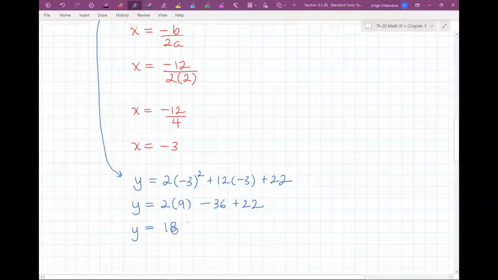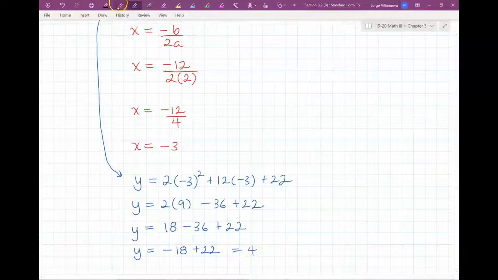That's 18 minus 36 plus 22. 18 minus 36 is negative 18, plus 22. And negative 18 plus 22, that's a 4. So I'm going to go back up to my vertex point, and I'm going to put a 4 there for the y value. Let me wait a little bit, because I know some of you are still writing it down. I'm going to put the 4 where the y coordinate would be for the vertex, okay?